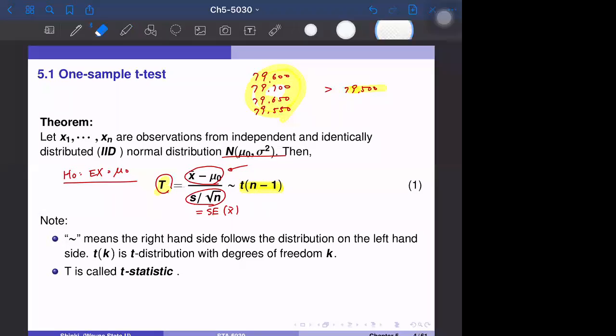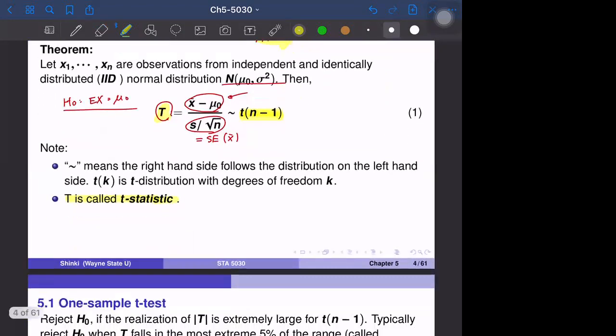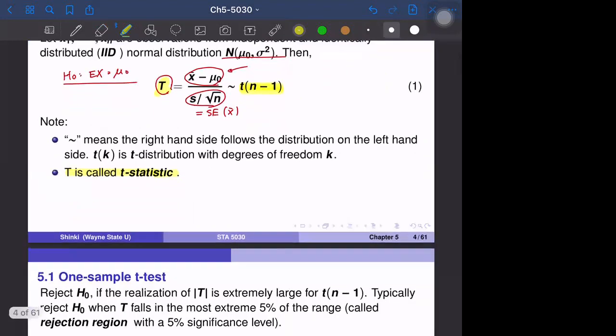And this capital T is called the T statistic. Why do we say T? Actually, the original paper was published by a person whose anonymous name is Student T. So that's why this is called the T statistic, and sometimes the Student T statistic.